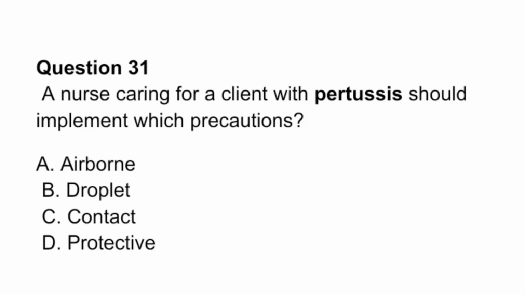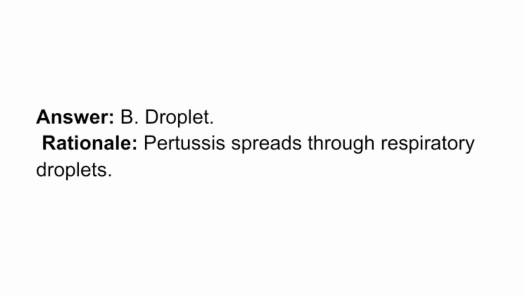Question 31. A nurse caring for a client with pertussis should implement which precautions? A. Airborne. B. Droplet. C. Contact. D. Protective. Answer: B. Droplet. Rationale: pertussis spreads through respiratory droplets.